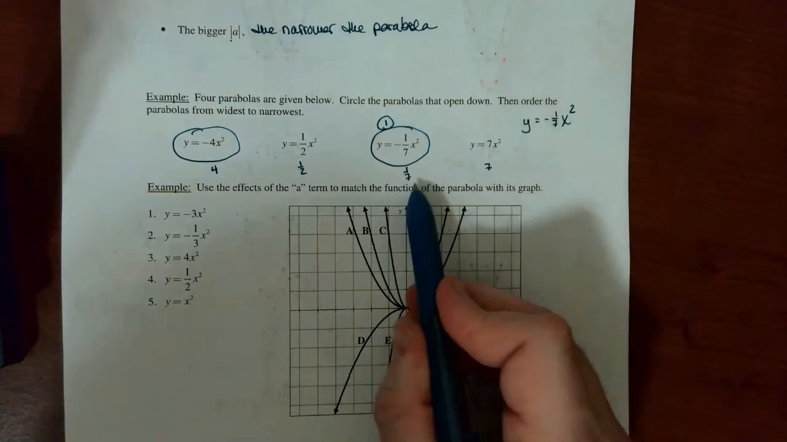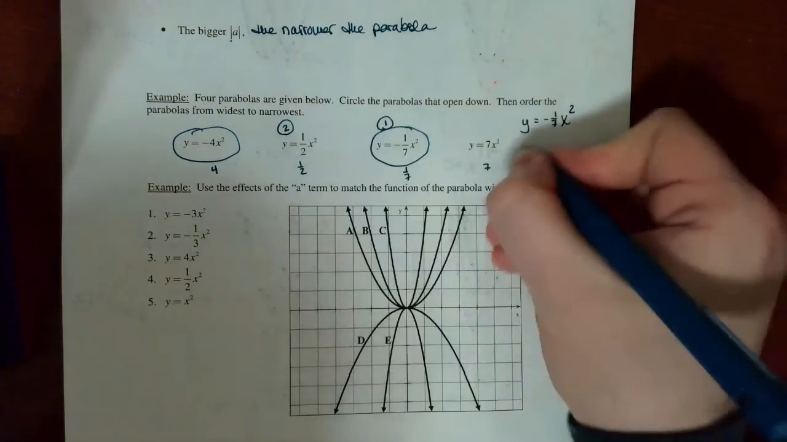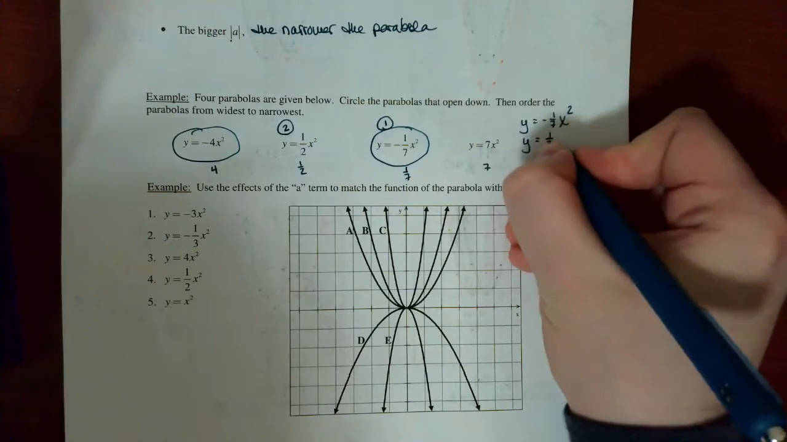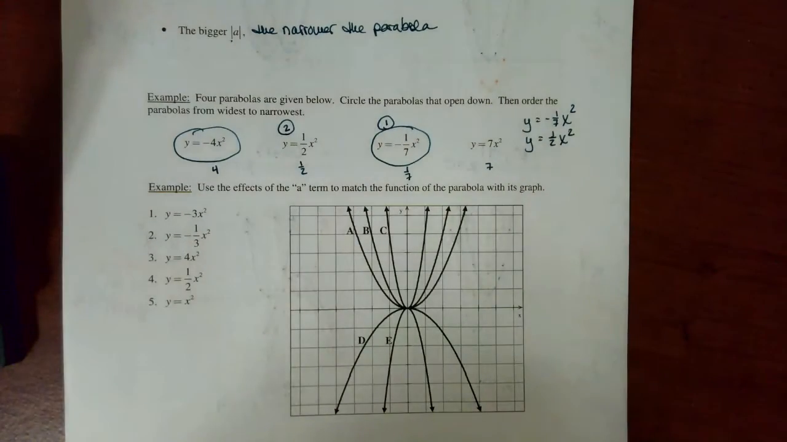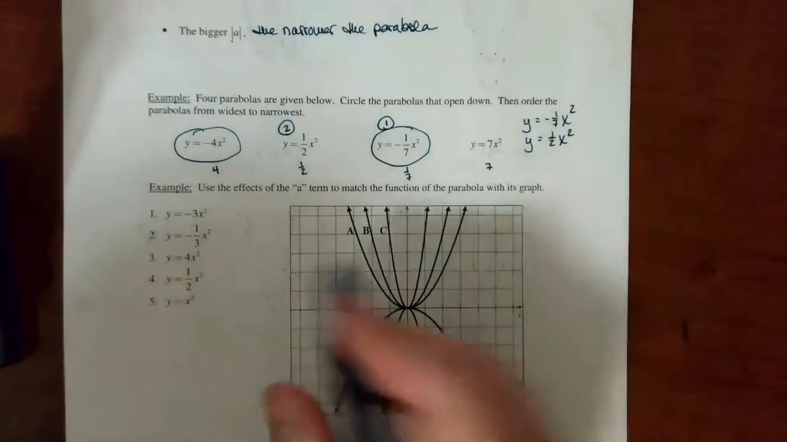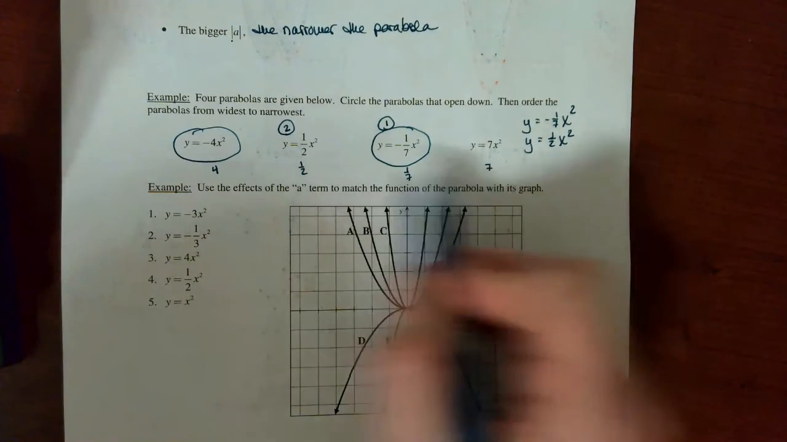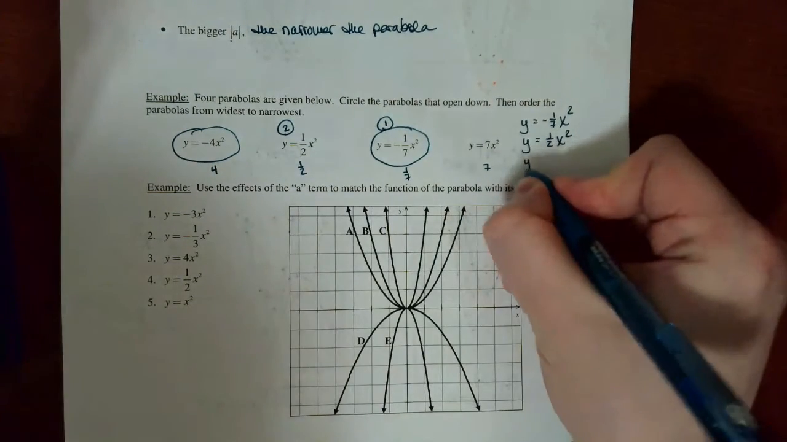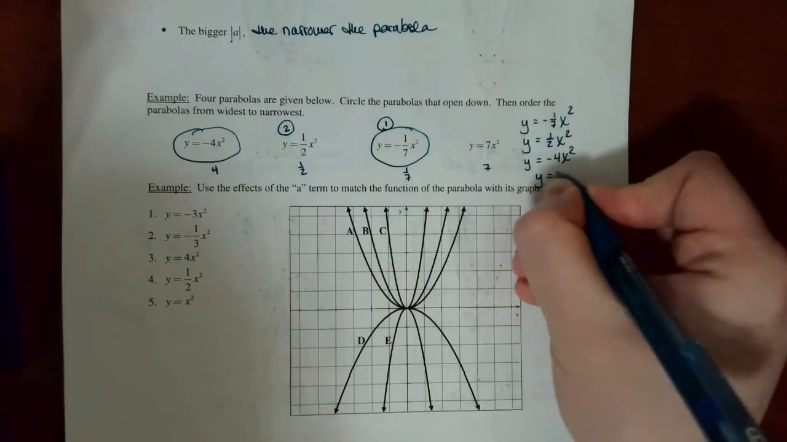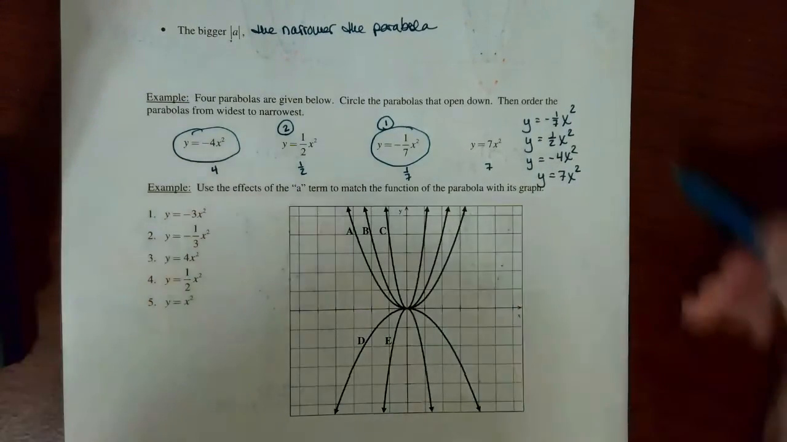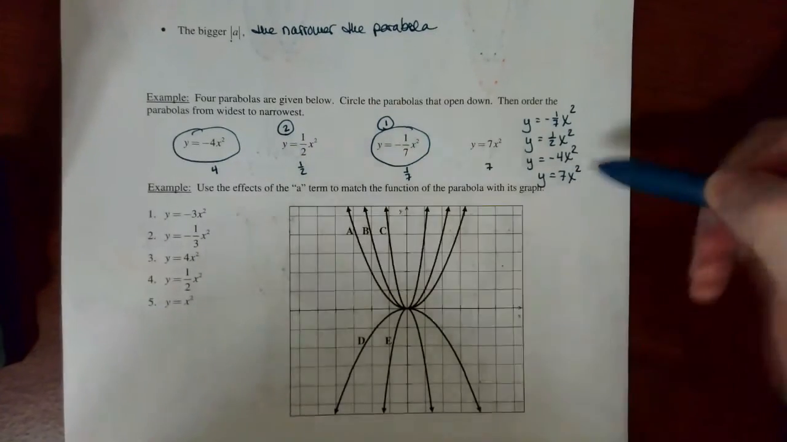Followed by, I think the next smallest number is 1/2. Y equals 1/2 x squared is the next widest. Then 4 and 7, 7's the biggest, so that's going to be the narrowest. So we're going to go with y equals negative 4x squared next, and then y equals 7x squared. Ignoring the signs, our numbers go in order 1/7, then a half, then 4, then 7.